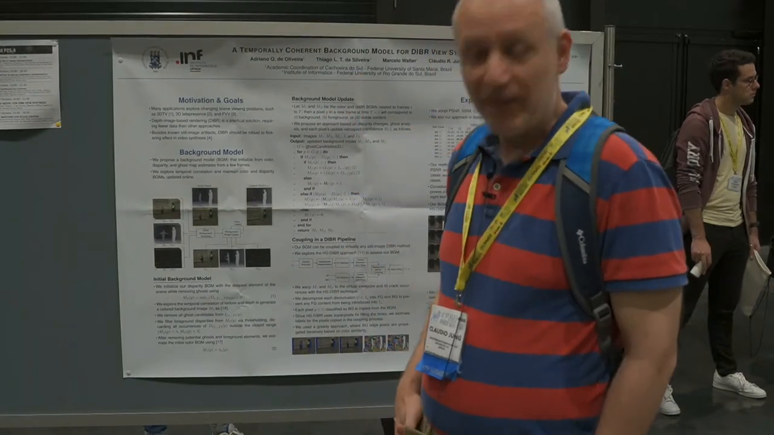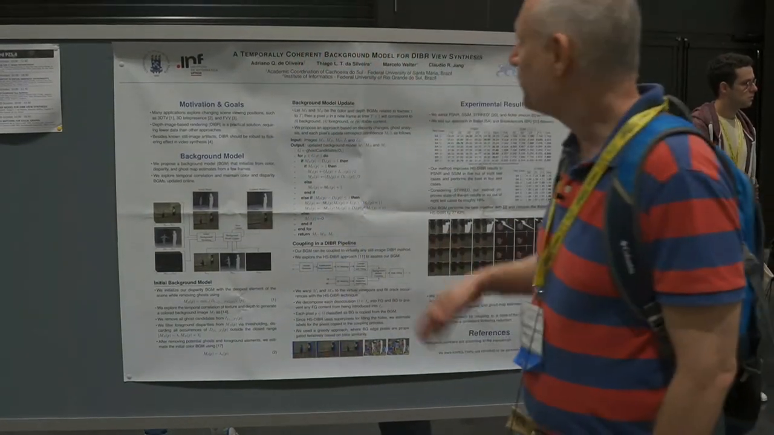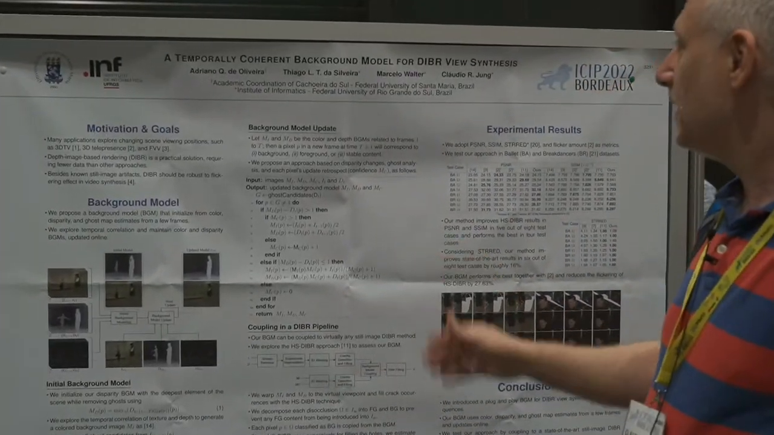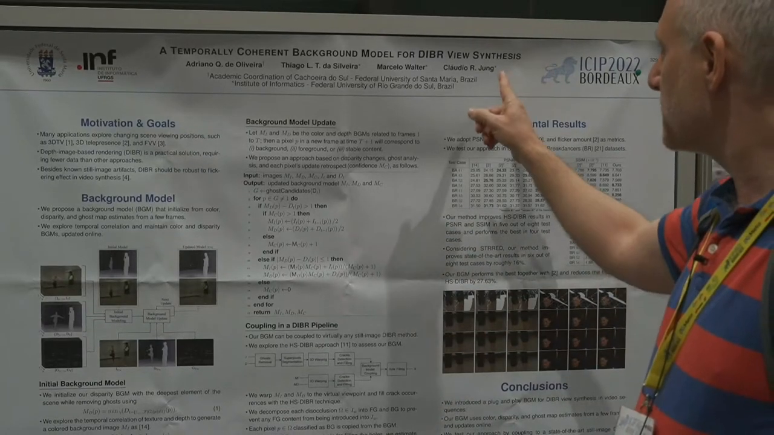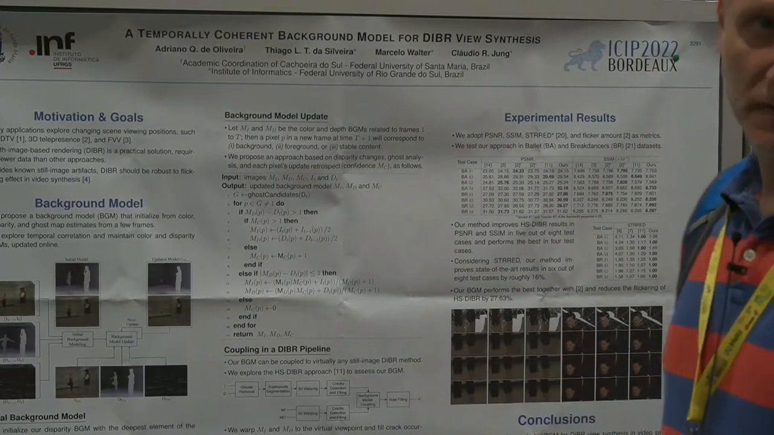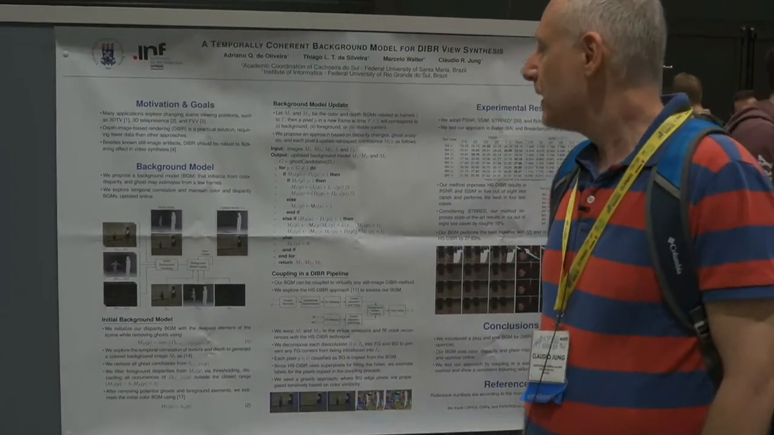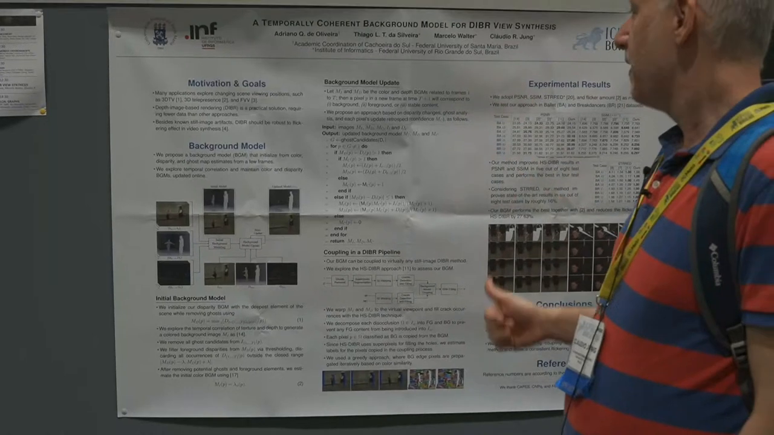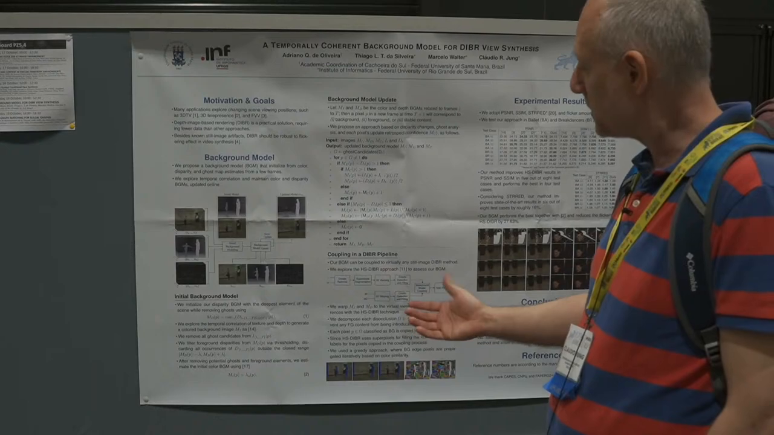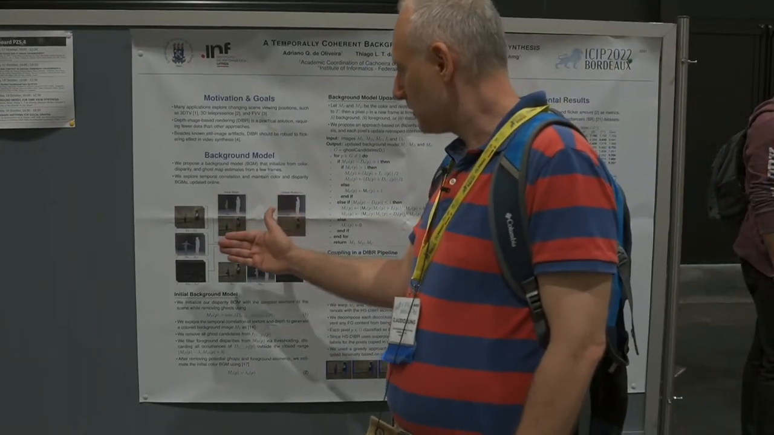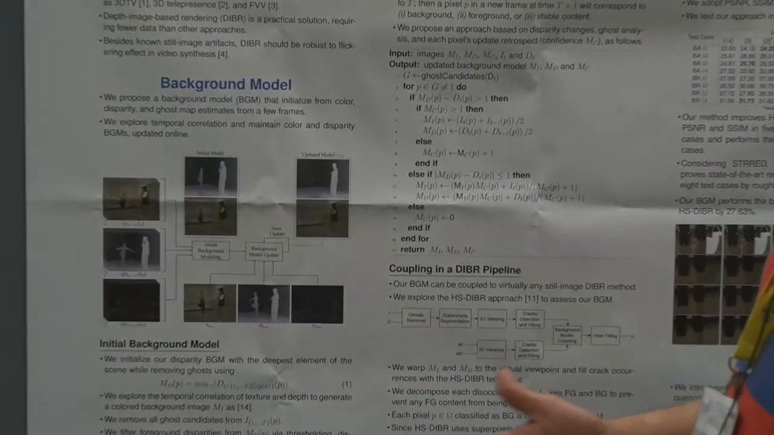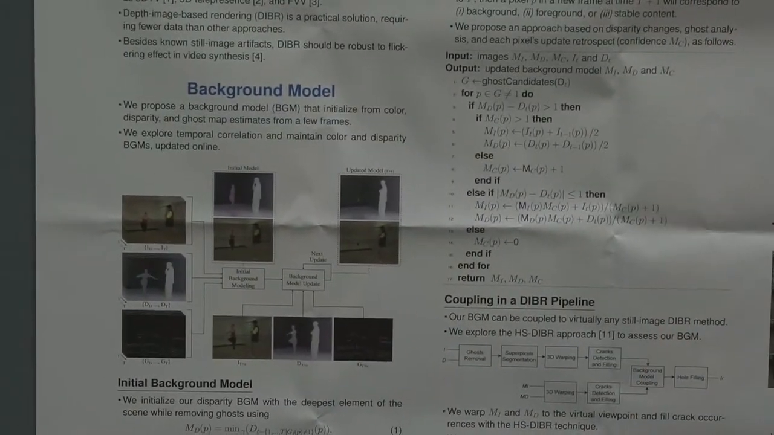Ready? Okay, so this is an old-fashioned paper. It doesn't involve deep learning. The core idea is to perform view synthesis based on depth and RGB images. More than that, the whole motivation is to explore temporal coherence in the video sequence, and then you can build a background model to improve the stability of the synthesis step.